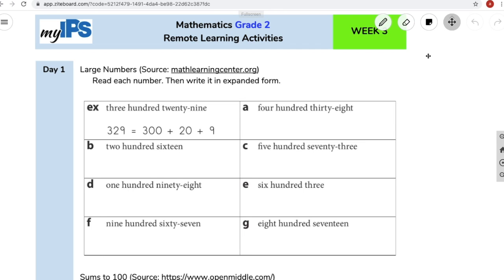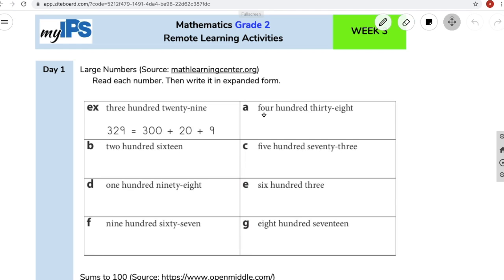Read each number, then write it in expanded form. Remember, expanded form has zeros and plus signs. I'm going to do A and B with you, and then you're going to do C, D, E, F, and G on your own. So first of all, we have to remember that reading and math go together, and without one, we cannot do the other.